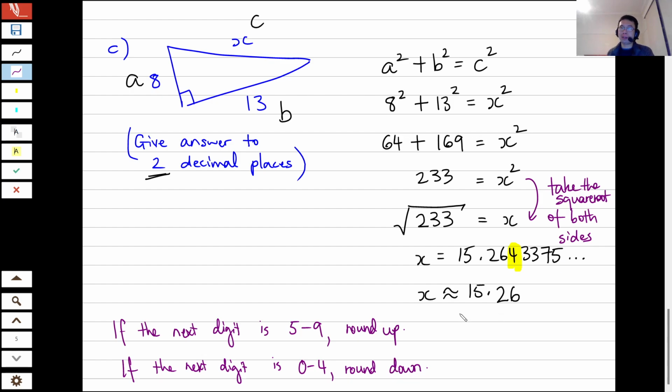And you might also have a question about this. What is this symbol about? Why is it curly? This means approximately equal to, because I took a number that went on forever and I rounded it. I approximated it. Okay, so it's no longer equal to this, it's approximately equal to it.